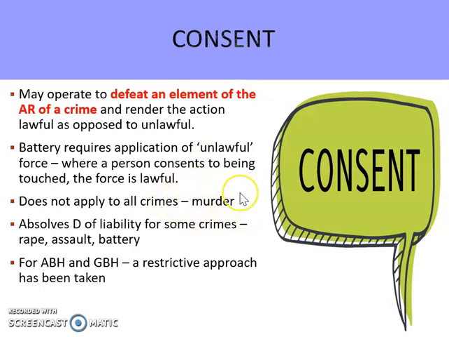It doesn't apply to murder. So although the actus reus of murder says there's an unlawful killing of a reasonable person in being, you can't consent to your own death to turn what would be an unlawful killing into a lawful one. For other crimes, however, where it is available, it will absolve the defendant of all liability. So, for example, it won't be rape if the person has consented to sex. For ABH and GBH, the courts have taken quite a restrictive approach to what you're able to consent to, because they generally don't like people consenting to a high level of personal harm.